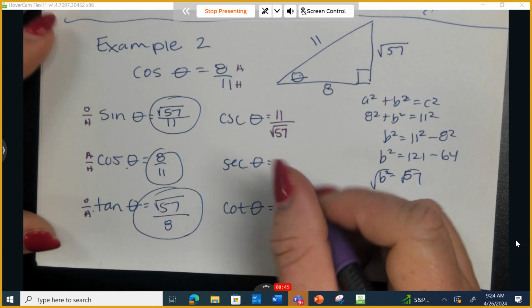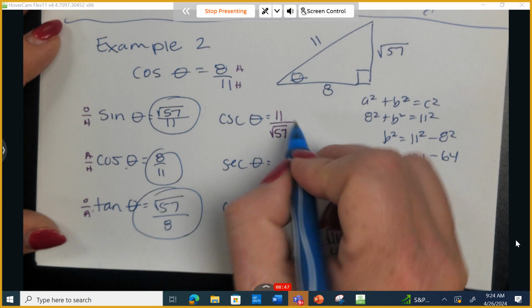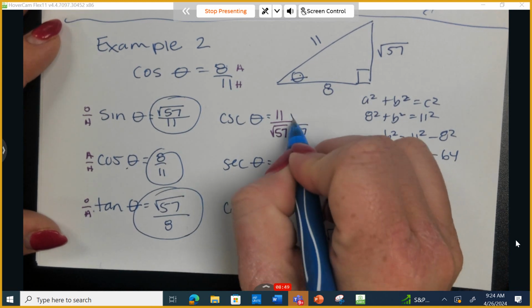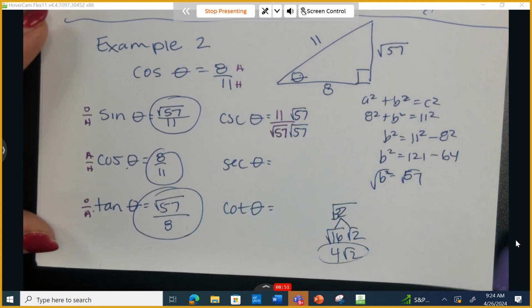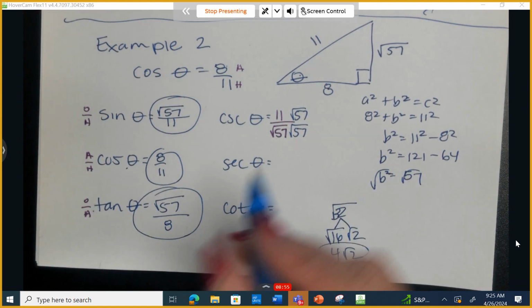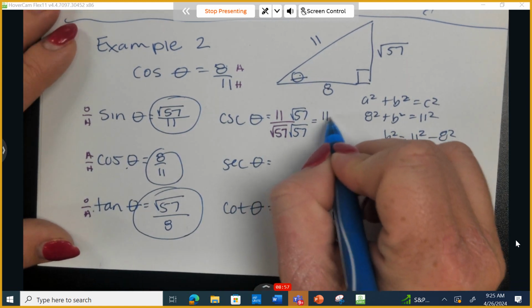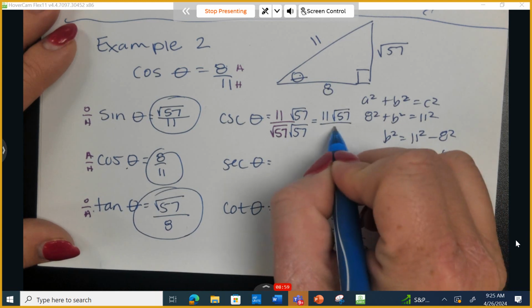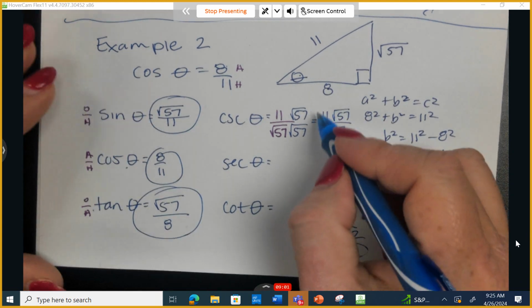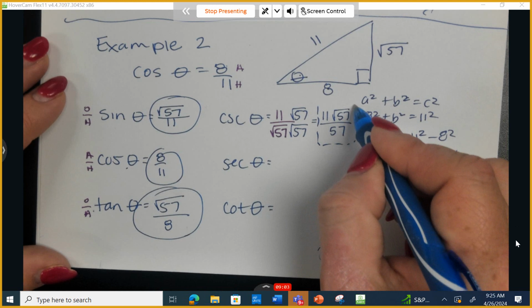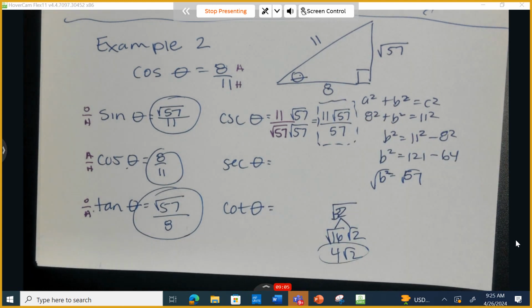So how do we fix that? We're going to take whatever we need to remove from the bottom, and we want to keep the same value of the fraction. So I multiply the top and bottom, in this case, by the square root of 57. And I'm left with 11 square roots of 57 divided by 57. This is what I have. Now, I need to check to see if this can be reduced. I see 3 values. I see 11, I see a square root of 57, and it's all divided by 57.